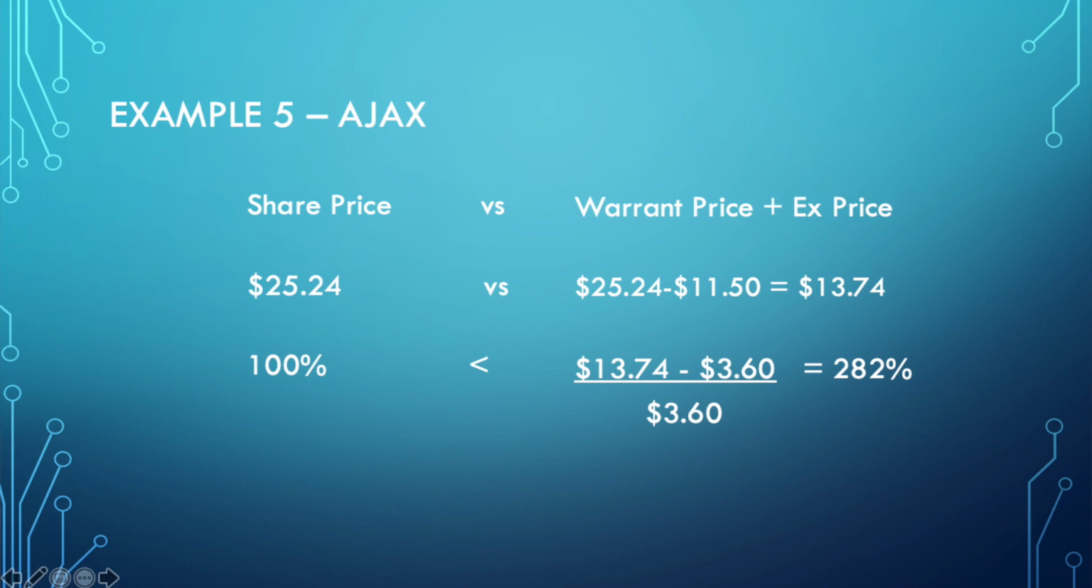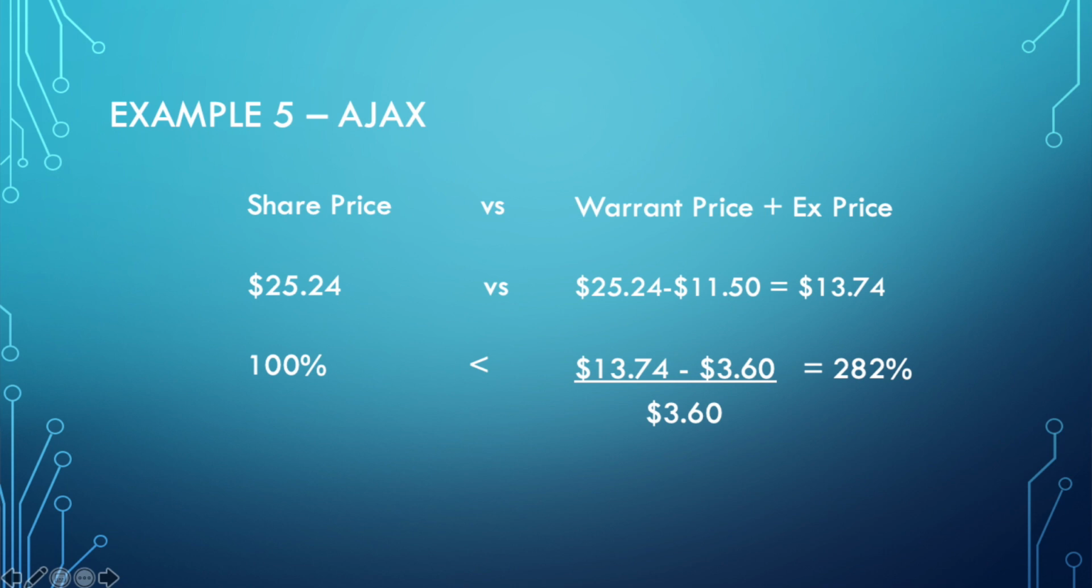Now, what if you bought one warrant? Well, to figure that out, you take the share price minus the $11.50 exercise price. That gives you $13.74. So now your warrant's worth $13.74. You had paid $3.60 for it. So $13.74 minus $3.60 over $3.60 gives you an increase of 282%. So that's a lot more than the share, even though the share went up the same amount. Assuming it hits its intrinsic value, the warrant is giving you that much more upside.